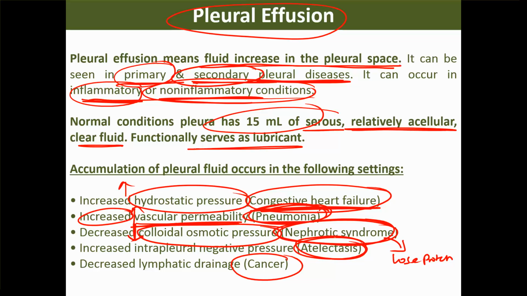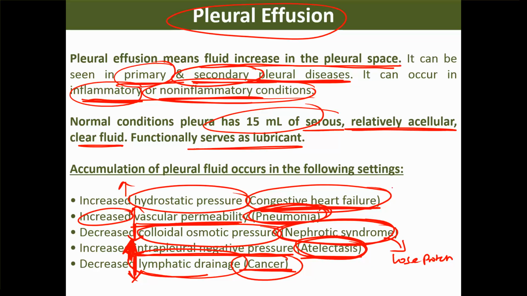Okay, now let's come to atelectasis. Many of the lung diseases end up with atelectasis, collapse of the lung. When there is collapse of the lung, the pleural space is increased. That will increase the intrapleural negative pressure, which leads to accumulation of fluid, because more space is created. Now let's take cancer. If a cancer affects the lymphatic drainage by blocking it or compressing it, then automatically the lymphatic drainage is decreased. That leads to accumulation of fluid in the pleura.